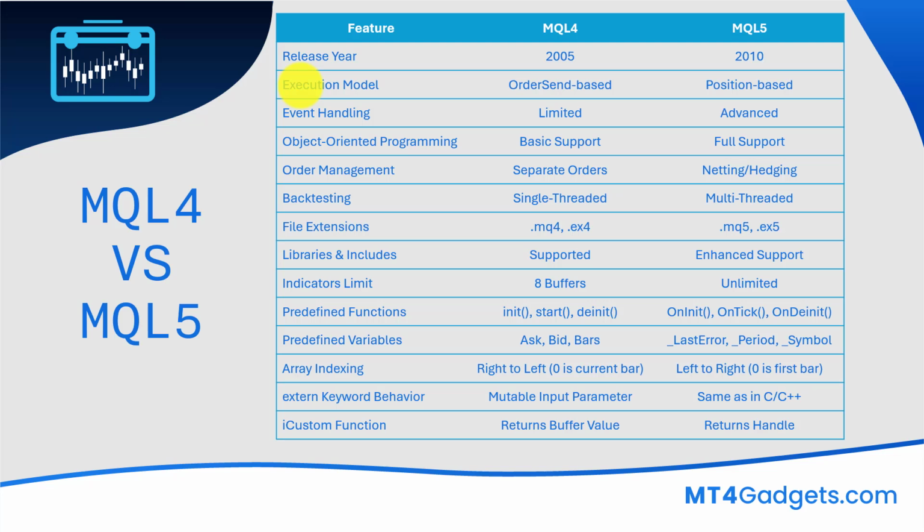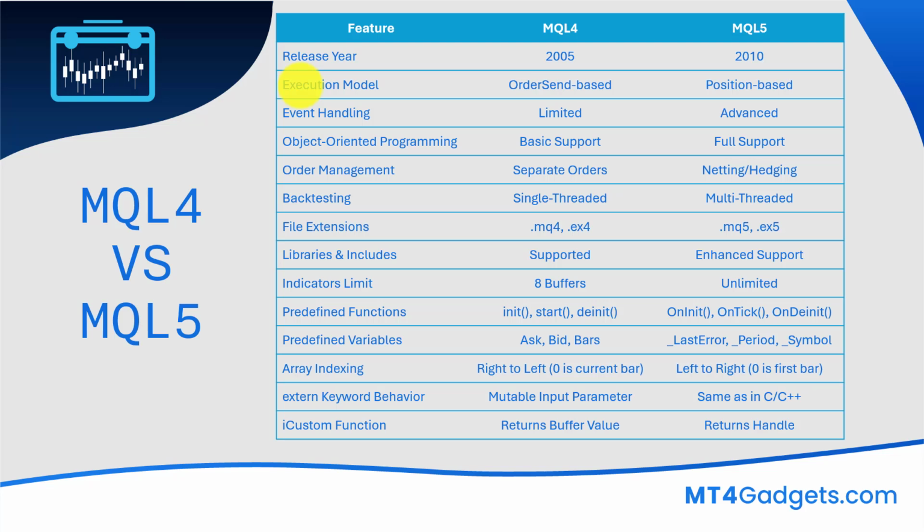A big, huge difference is in the backtesting. MQL4 is designed for single-threaded backtesting, so you can only use one thread, one core of your CPU, which is very limiting with nowadays processors, while MQL5 is multi-threaded by nature, and it's able to split or run in parallel multiple backtests, which increases the performance significantly.